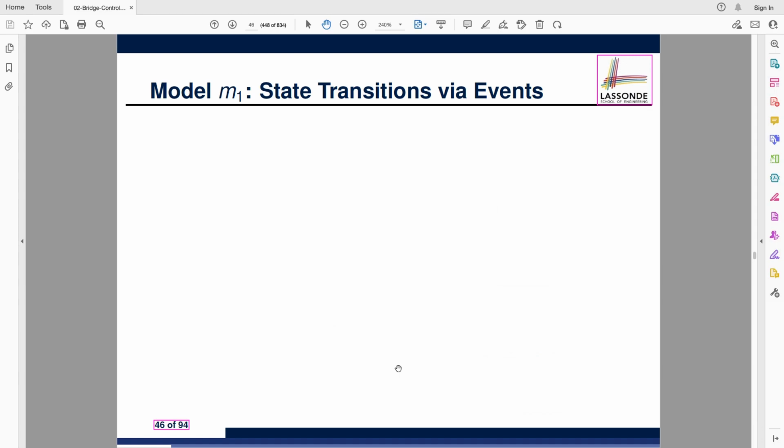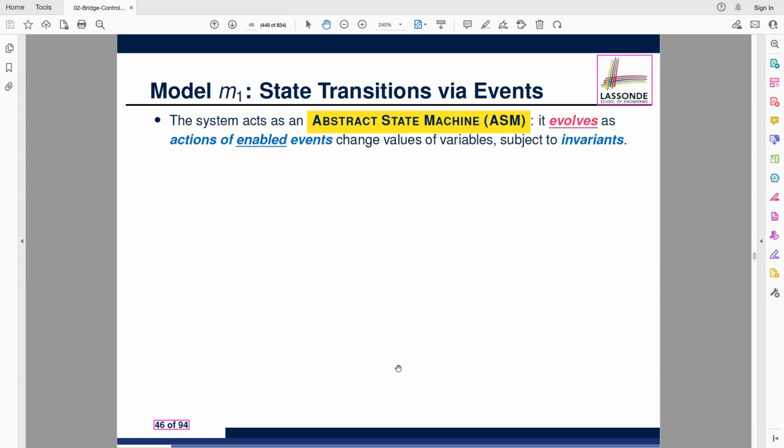Let's talk about it. Right, so this is something you have already seen. The system is going to behave like an abstract state machine, like a transition diagram, which I drew earlier. It's going to evolve as the actions of the enabled events. This is really important to know. Only the enabled events can really occur and take this action into effect and modify the state variables.